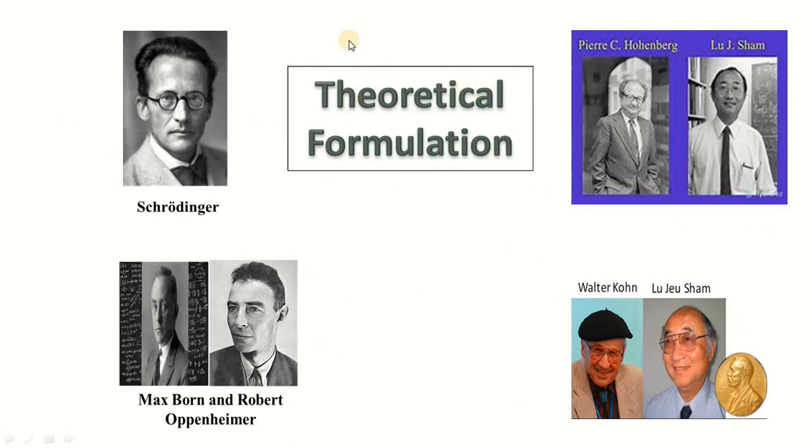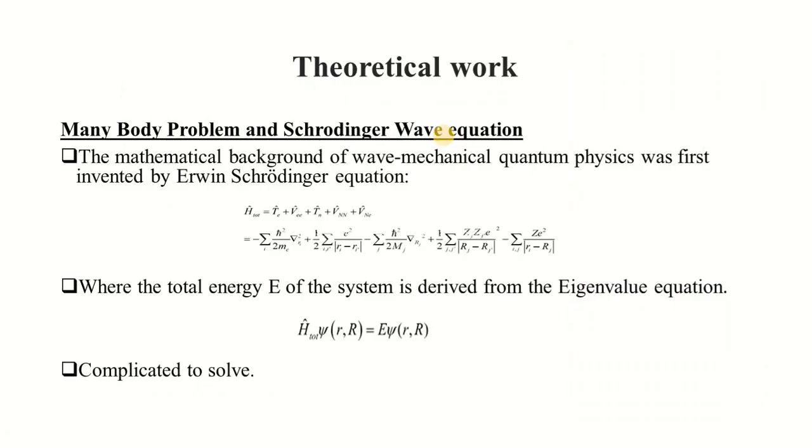The theoretical formulation of density functional theory. First of all, the background of wave mechanical quantum physics was first established by the Schrödinger equation. So we have the Schrödinger equation for a many body system in this case, because we don't have just one hydrogen atom for which we have to find the Schrödinger equation. We have gallium, beryllium, and chlorine. So it is a many body problem.